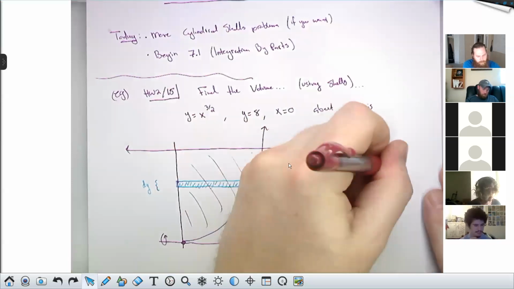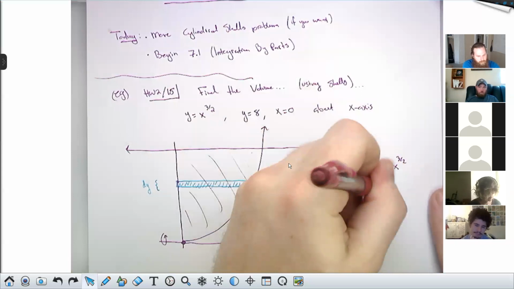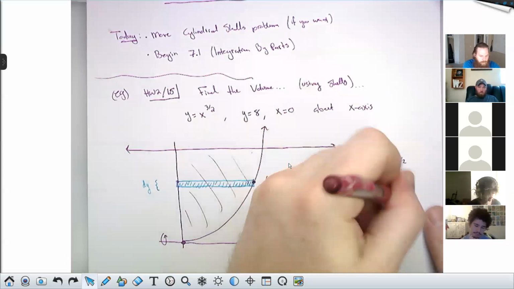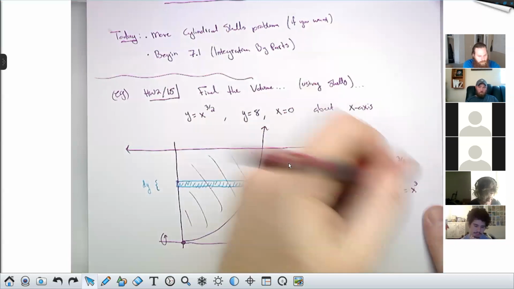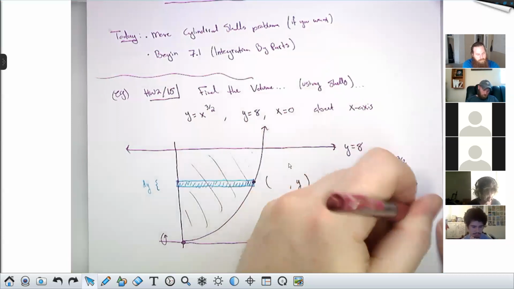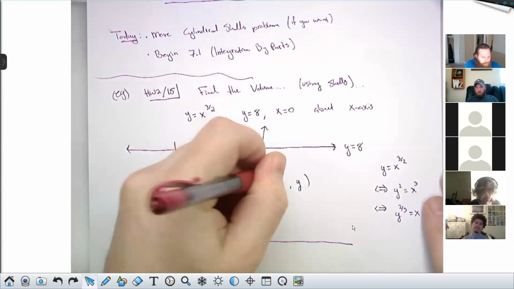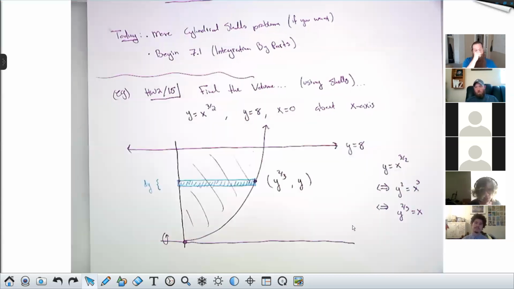Since this curve is y equals x to the 3 halves, that's the same as saying, let's square both sides. y squared is equal to x cubed. And then take the cube root on both sides. y to the 2/3 is the same as x. So everywhere along this curve, you can think of it as being x comma x to the 3 halves, because y is x to the 3 halves, or you can think of it as y to the 2/3 comma y. And that's how we're going to think of it.